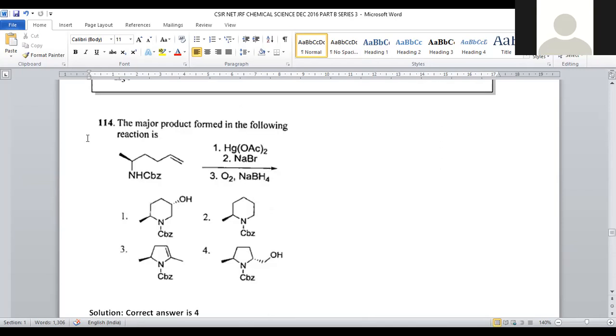Let us move on to question number 114. The major product formed in the following reaction. We are taking a long chain hydrocarbon with NHCBZ. CBZ is a protecting group for the amino functional group.